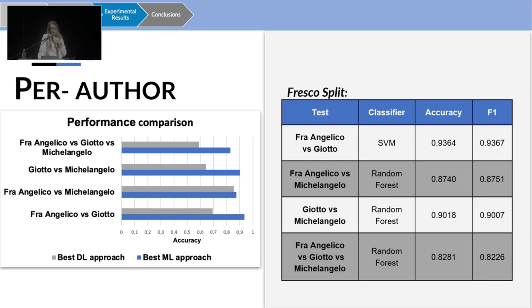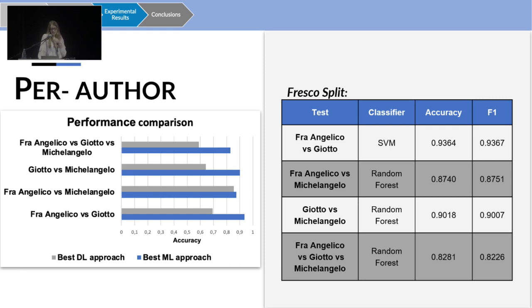About the results, as we expected, this approach with this scenario achieved the worst accuracies, and we can observe in general that the best solution was a machine learning approach.